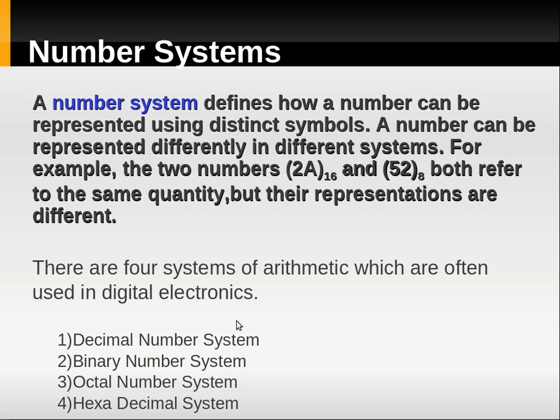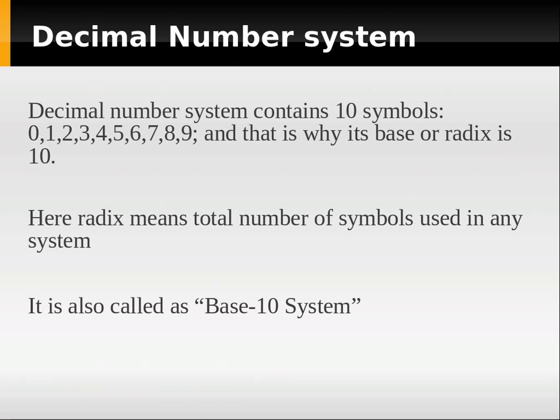In our daily life we would be using four types of number systems: the decimal number system, the binary number system, the octal number system, and the hexadecimal number system. Initially we would talk about the first number system, that is the decimal number system, because this is the one in which we have good knowledge.